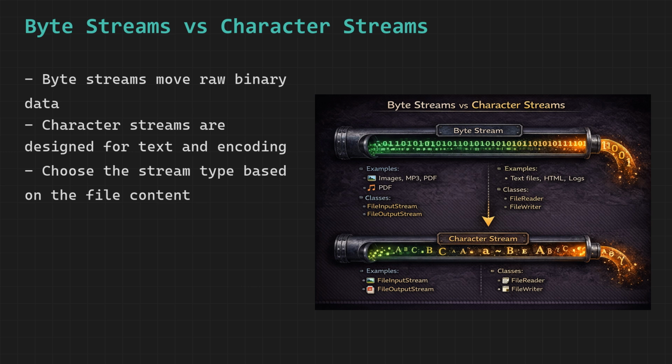The rule for choosing between them is straightforward. If you are working with a text file like a Notepad document or a configuration file, use a character stream because it handles text encoding correctly. If you are working with an image, an audio file, a video, or any non-text binary file, use a byte stream because those files are not text and should be transported as raw bytes without any interpretation.